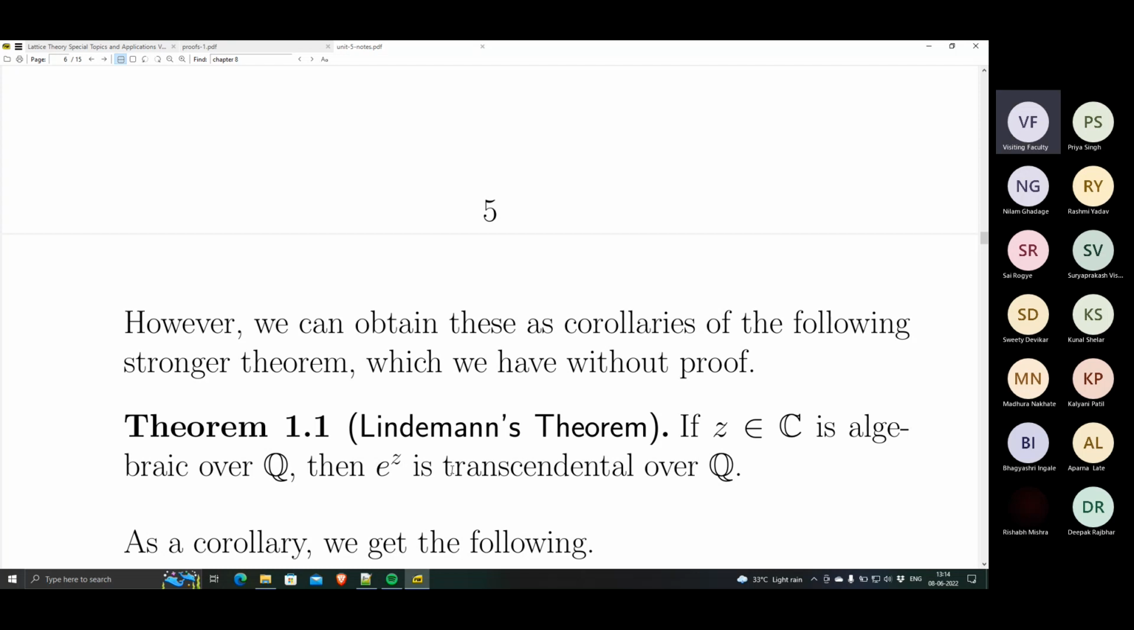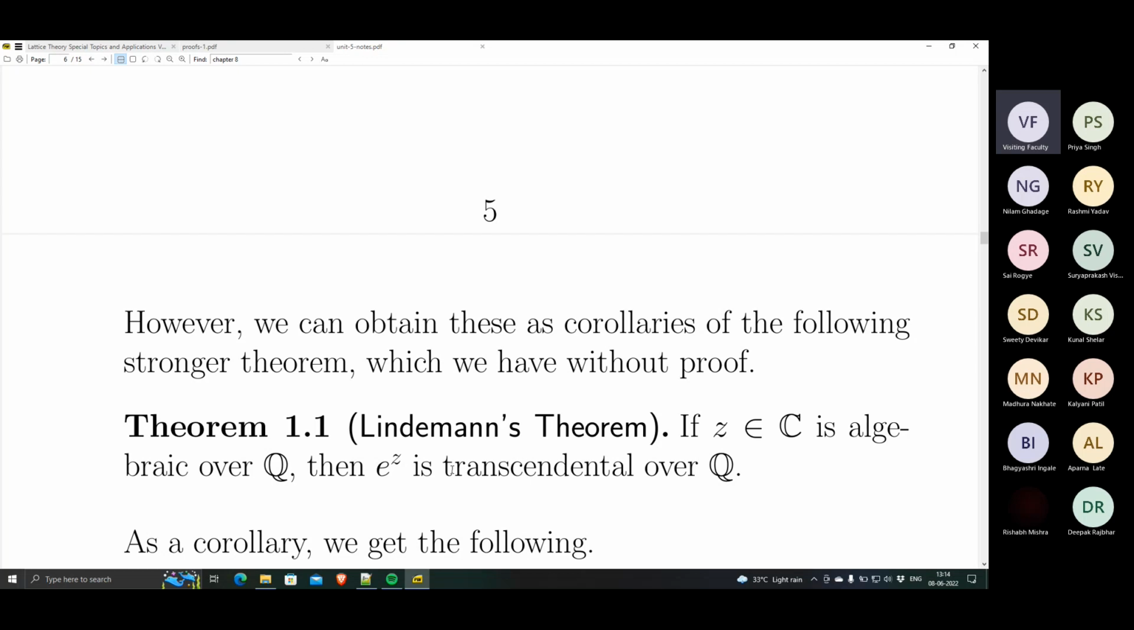Is that much clear? That is what Lindemann's theorem says. When you exponentiate, when you take e raised to a given number, the easy number becomes difficult. It becomes hard. An algebraic number, when you exponentiate it, becomes transcendental over the rationals. Is that all right? Yes, sir.